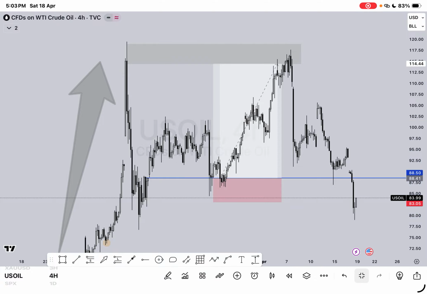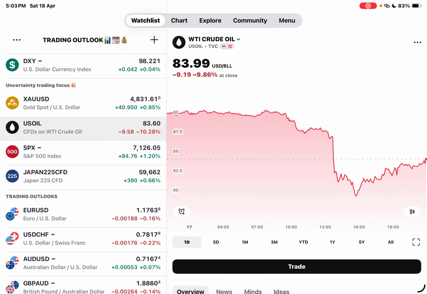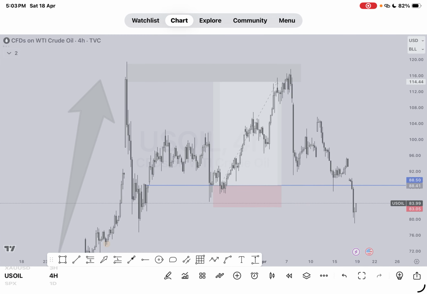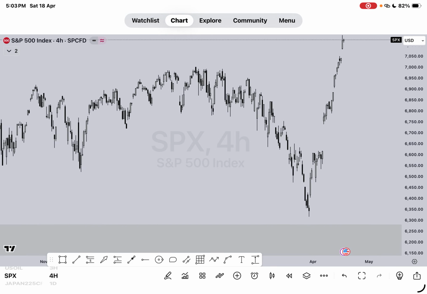So oil, we already understand what happened. If you're following my fundamental updates, you should understand why oil was rising, and why oil is dropping. So the next one is stock, the S&P 500. Most brokers will allow you to trade this. All you need to do is go to your broker and type S&P 500 index. Now, what happens to stock during times of uncertainty? Stocks usually drop. Stocks usually sell during times of uncertainty.